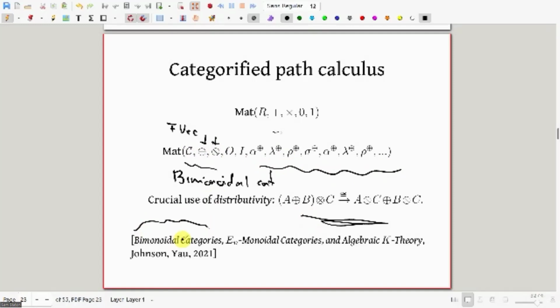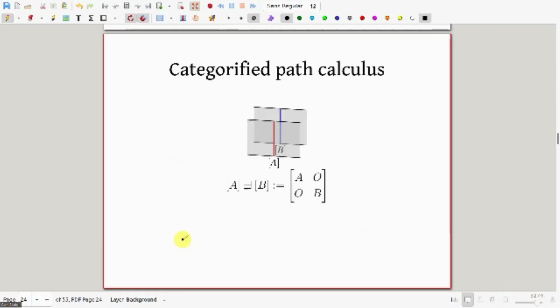A lot of what I do with the string diagrams is based on what these guys have done in precise fashion, and they really show how to do these matrices over a bimonoidal category. There's no string diagrams in what they've written, so I really felt the need to see what these things actually look like. Okay, so here we go.